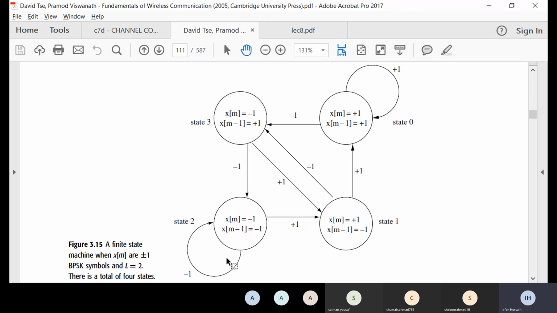Similarly, in this state, if I got a minus 1, I have previously minus 1. Even if the old minus 1 is ejected, the old becomes m minus 1, the new becomes x of m, and again you have minus 1, so you will remain in this state. If you got a plus 1, x of m goes to plus 1, and this remains minus 1. In this state, if you get a plus 1 and keep getting plus 1, you will remain in this state. So you can form this finite state machine very well.